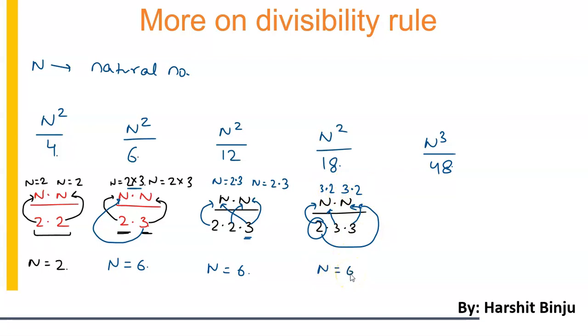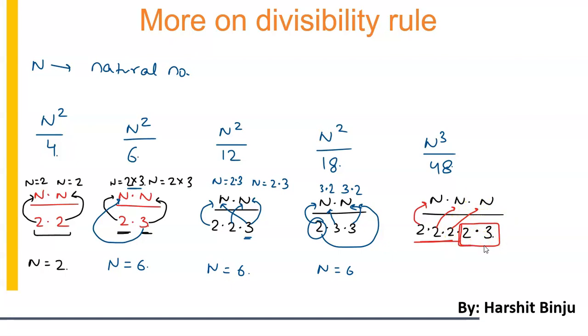Last one is n cube by 48. We'll use the same principle. So n into n into n. Now 48 is 16 into 3, 16 is 2 times 4 into 3. Now, is there anything which is coming thrice? Yes. 2's are coming 4 times, but they are coming thrice. I'll give one 2 to one n, another 2 to another n, another 2 to another n. I'm still left with 2 into 3, which is 6, right?